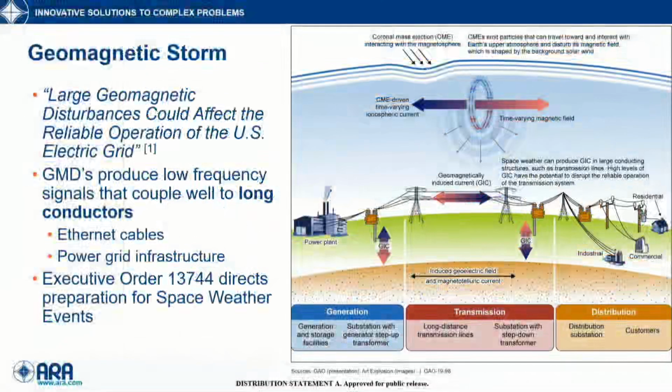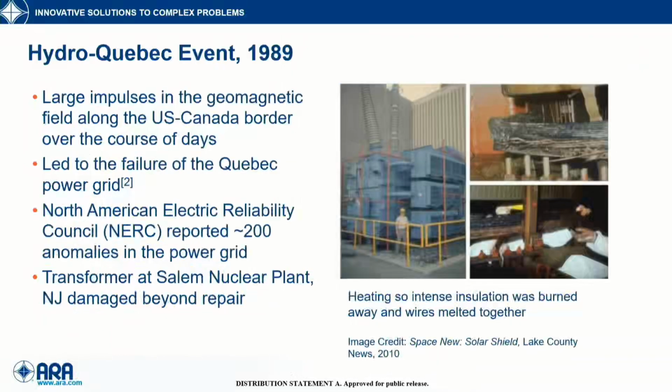And so because the power grid, of course, is made up of a lot of very long conductors, it's particularly vulnerable to a geomagnetic storm. And things like this have happened before. Back in 1989, we had what's called the Hydro-Quebec event, or sometimes called the Great Geomagnetic Storm. For about 2 to 3 days, there was a burst of impulses from the sun that were focused along the US-Canada border.